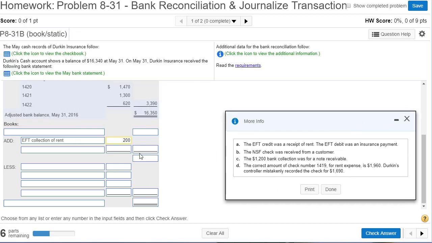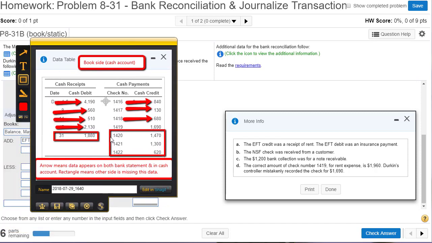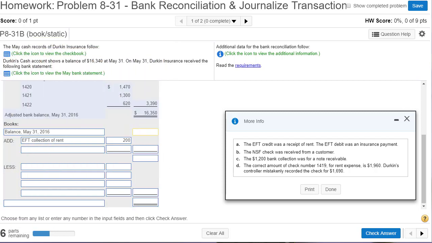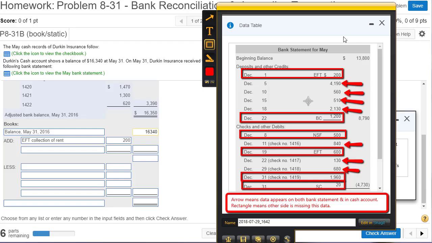Now, I forgot, we need to put in our beginning balance, our ending balance at the end of the month. Notice here's our cash information, but it does not give us the balance. To find the balance, it's right here. Durkin's cash account shows a balance of $16,340. All right. So let me go back to that other bank statement window. We've taken care of this $200 deposit.